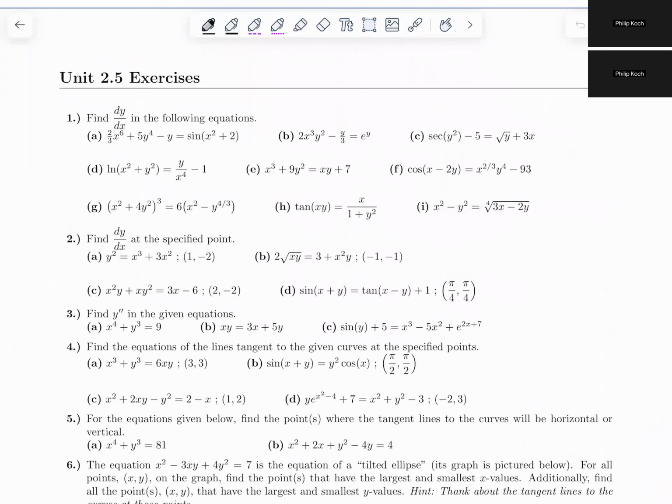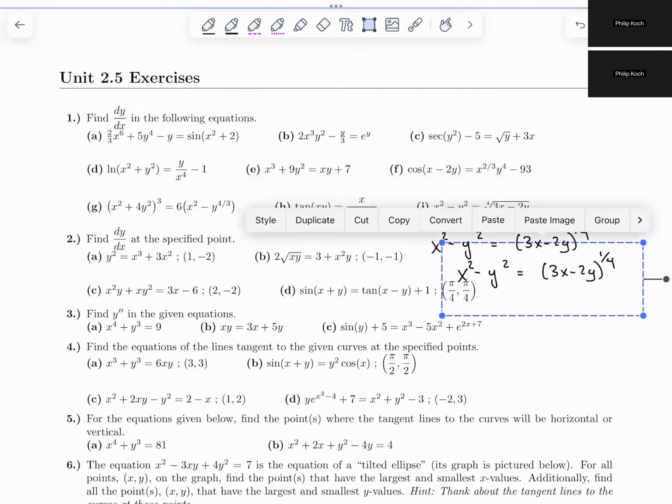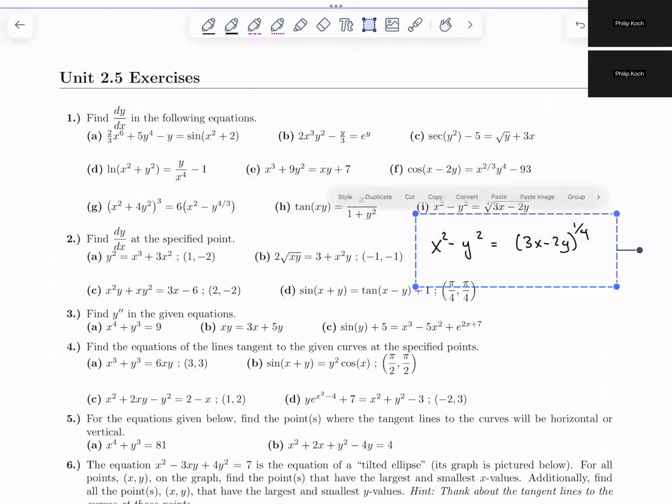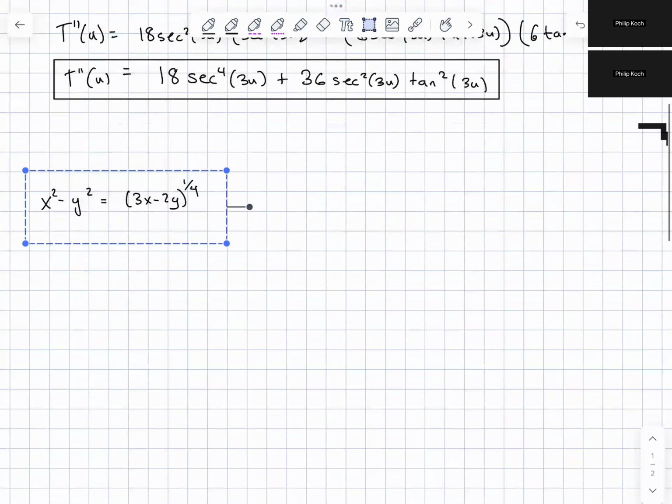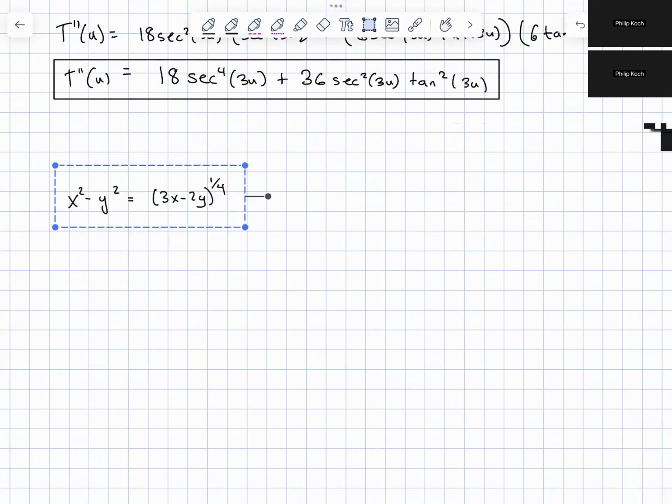So x squared minus y squared. As soon as I saw that had a radical, I'm going to rewrite it in exponential form. So that's going to be 3x minus 2y to the 1/4. I'm going to cut that and paste it on this document. So we want to find the derivative of this. We want to find dy dx.